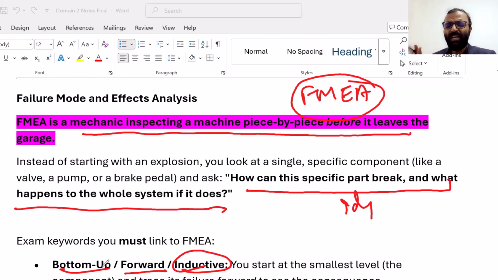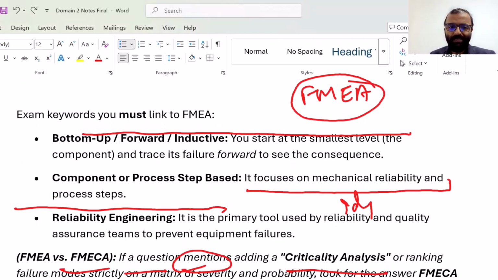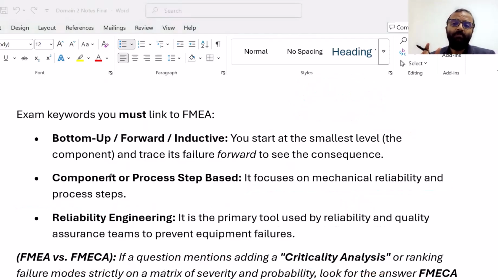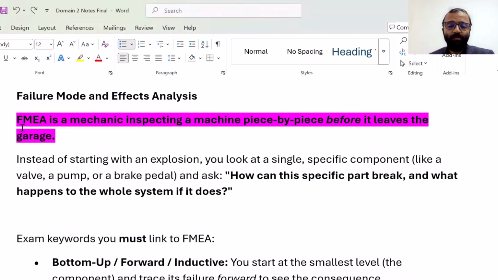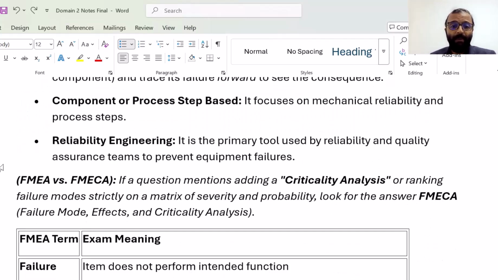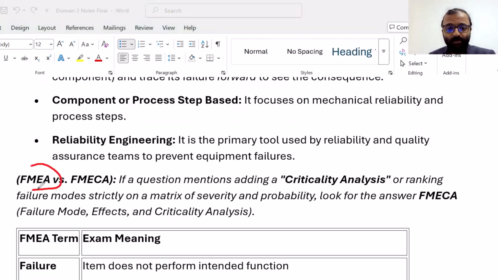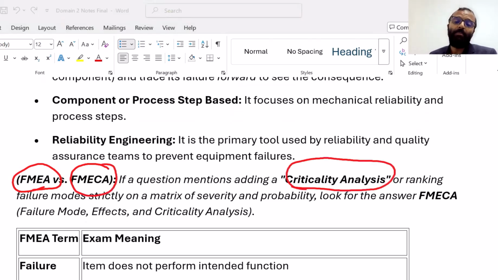Bottom up. We are checking each and every component, that is why it is moving from down to up. You start at the smallest level and then you trace into the future. It is a step-by-step, component-by-component approach. Every step you are checking. That is failure mode. Now, in the exam they might ask you about failure mode effect analysis and also failure mode effect criticality analysis. You are looking at the critical steps: what things will happen if one component fails?